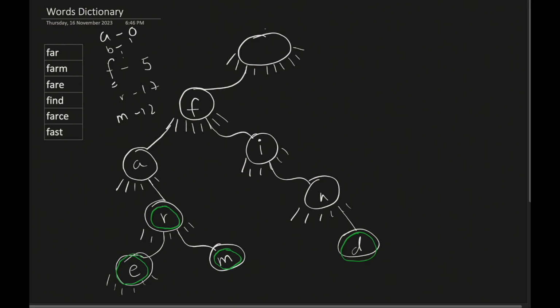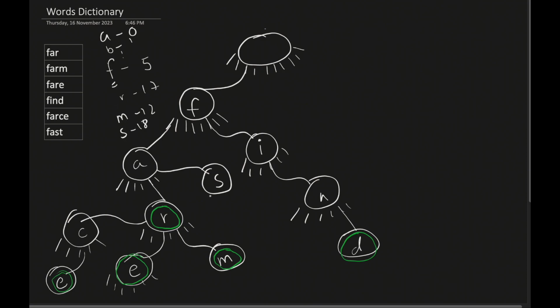And farce and fast similarly. F-A-R, C is not present, so we will create a node C, and from the node C, we are creating node E, and this is the end. So farce is inserted. And finally fast: F-A, then there is no S node. This is a null pointer, so we are creating a new node. For S, the index would be 18. So at the 18th child, there is S, and for T, the index would be 19. So the 19th child of node S would be T. And this is the end.